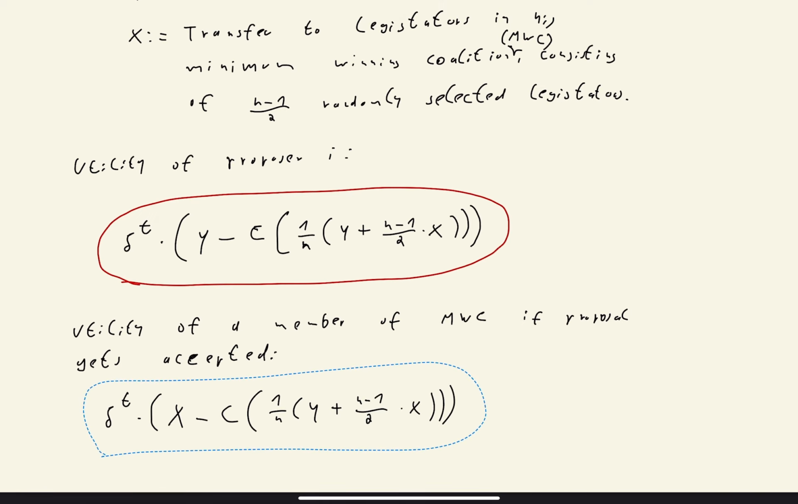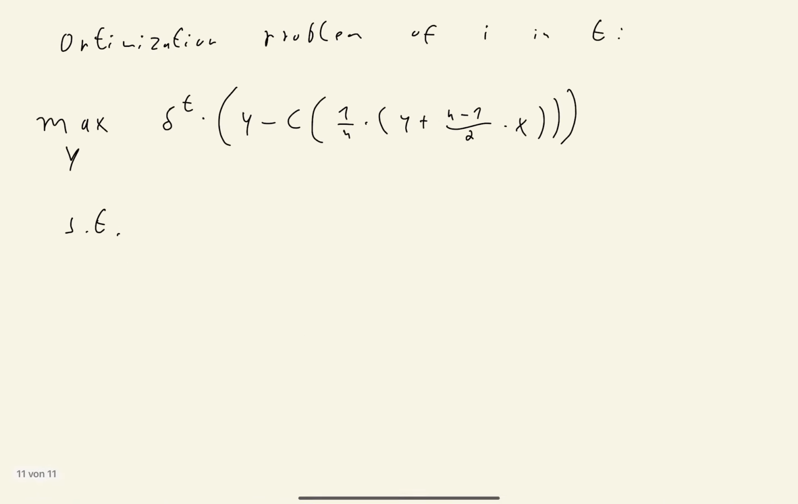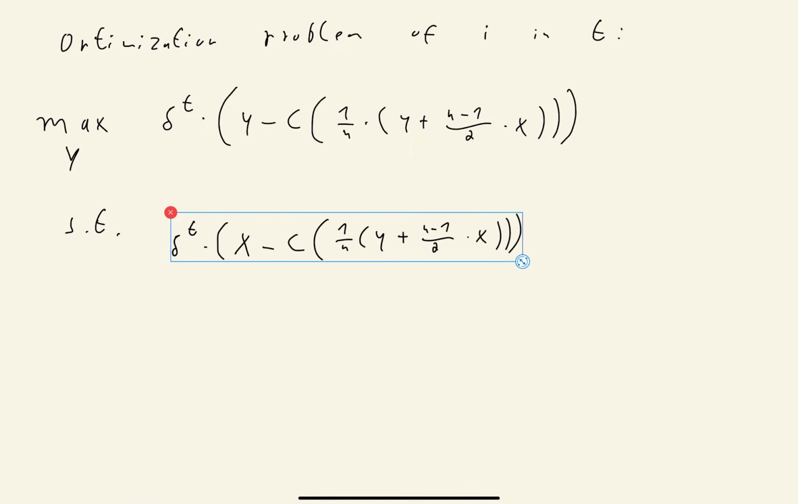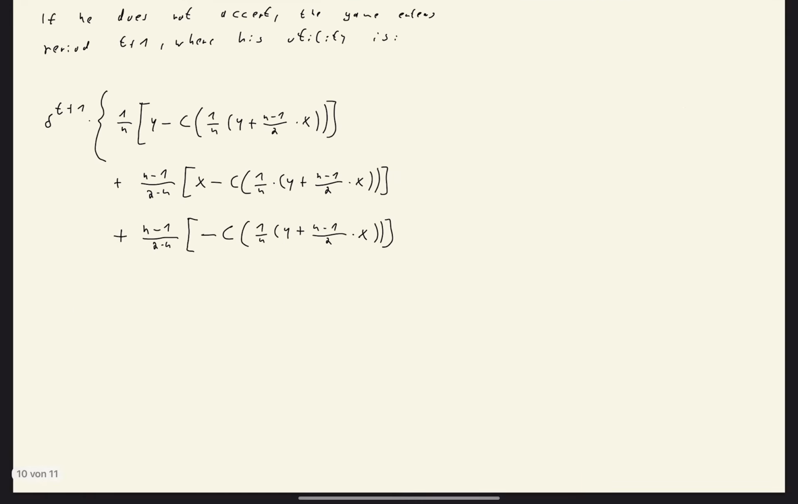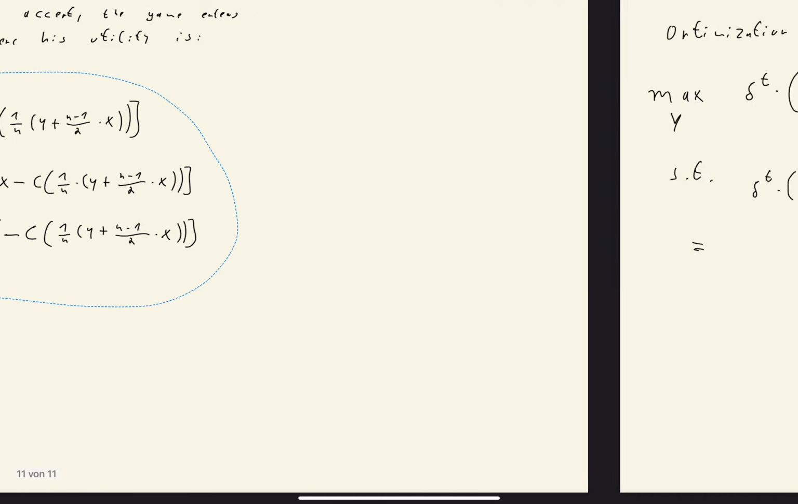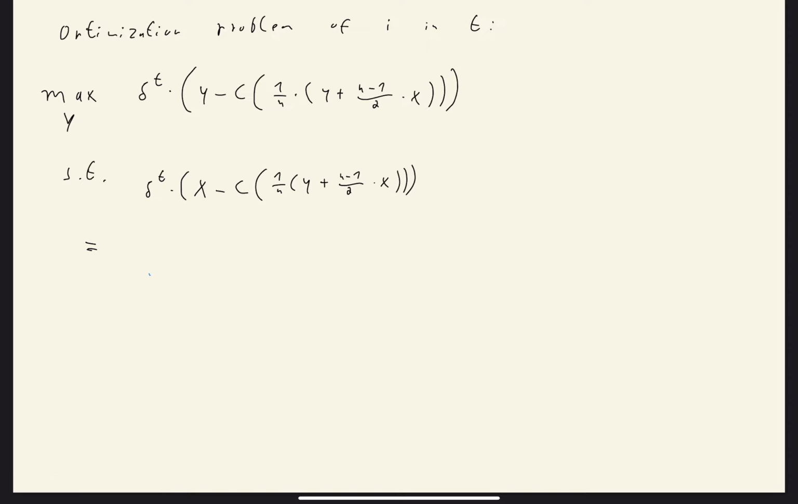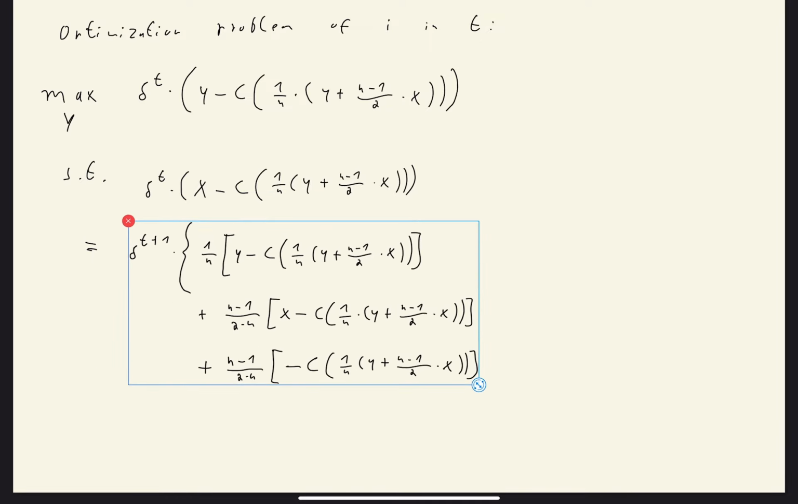So the utility of a member of the minimum winning coalition, if he's pivotal and he's going to accept the proposal made by I, is equal to his expected utility if he would reject the proposal and the game would enter the next period. So this is the optimization problem of the legislator who was selected to make a proposal in period T.